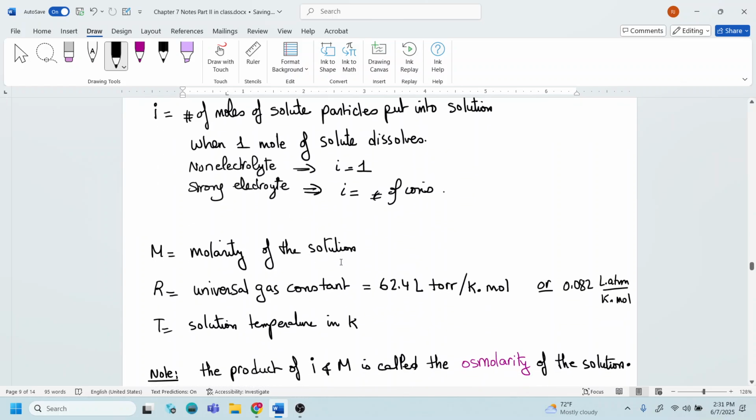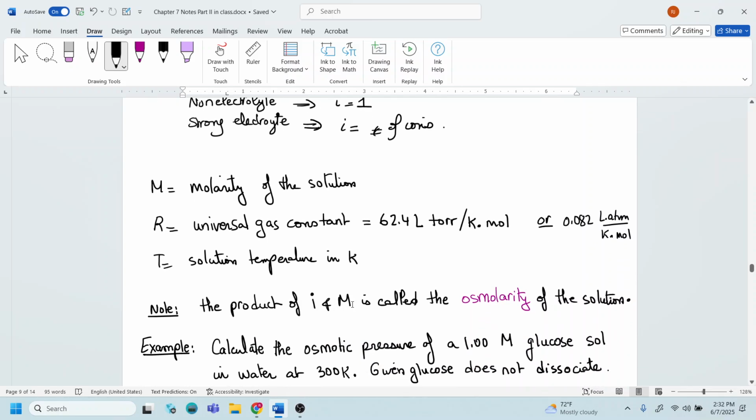M is the molarity of the solution. R is the gas constant, because we're talking about the osmotic pressure there. So there should be a gas constant, and the gas constant is either expressed in torr or in atmosphere. Guys, it really depends on the units that you are calculating the osmotic pressure in. Is it in torr or is it in atmosphere? So just pay attention to the given and to the question, okay?